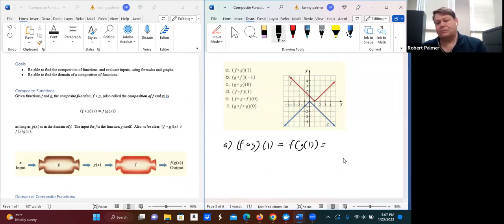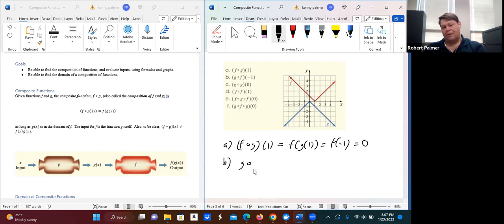G is negative 1. Okay, let's say that again. So when x is 1, look at my blue curve, then the blue curve g goes through, when x is 1, negative 1. Now I just find f of 1. On the red curve when x is 1, y is 0. Okay, so that's that composite function value.